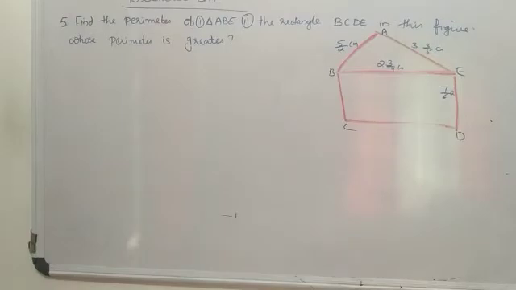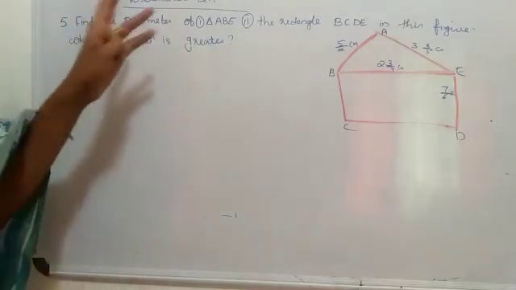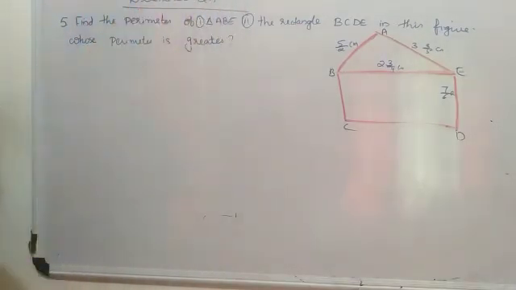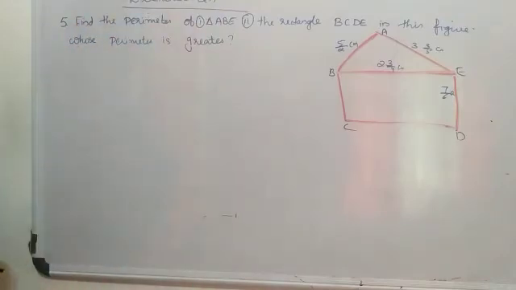Now we'll see the next problem. Find the perimeter of triangle ABE and the rectangle BCDE in this figure, whose perimeter is greater. So from this, how to find the perimeter? Then first you have to find the two perimeters of the triangle and rectangle. Then you have to find out which perimeter is greater. So how to do this?